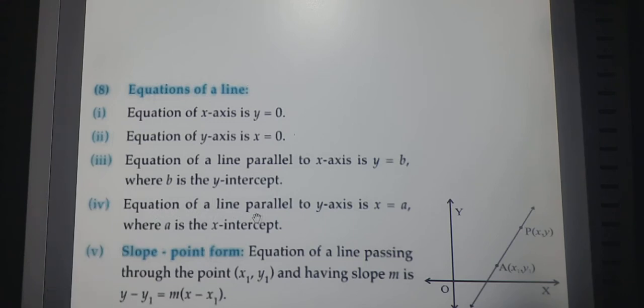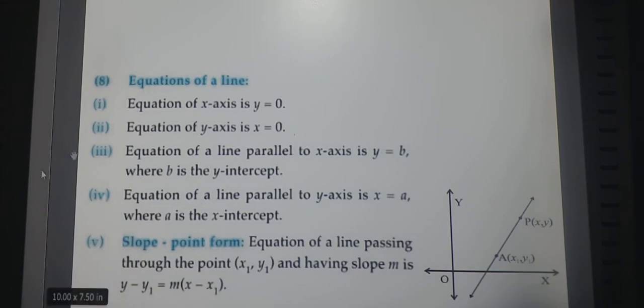Similarly, equation of line parallel to y-axis is x equals a, where a is the x-intercept and in the first case b is the y-intercept. Then slope point form. The name itself indicates that the equation of line must contain a point and a slope of that line.